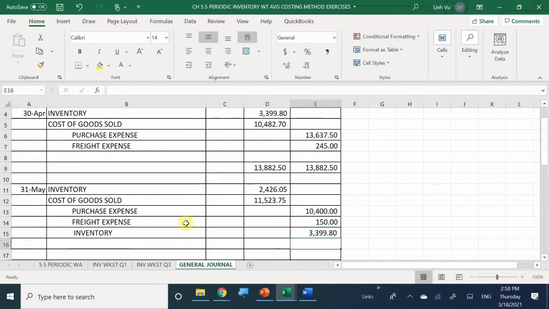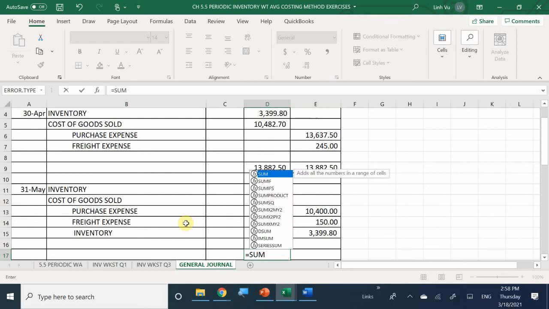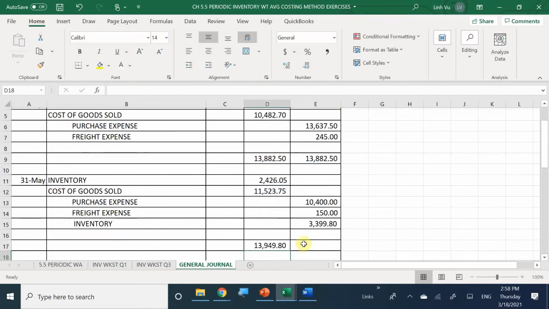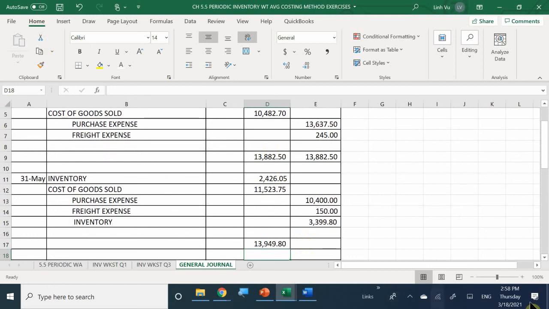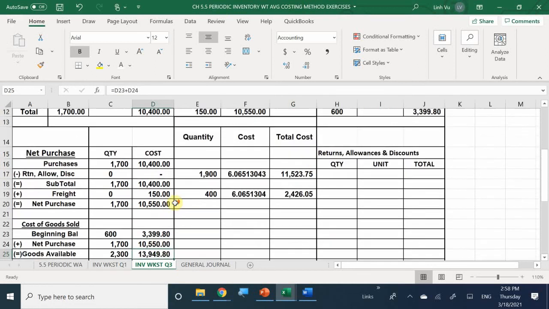So now that I've completed my journal, the rule of thumb is that your debits match your credits. In this case, I have a total of 13,949.80 on my left, and 13,949.80 on my right, which is the total number of goods available. So there's your checkpoint that you did the conversion entry correct, but also that you did the inventory worksheet correct. All right, so far so good.